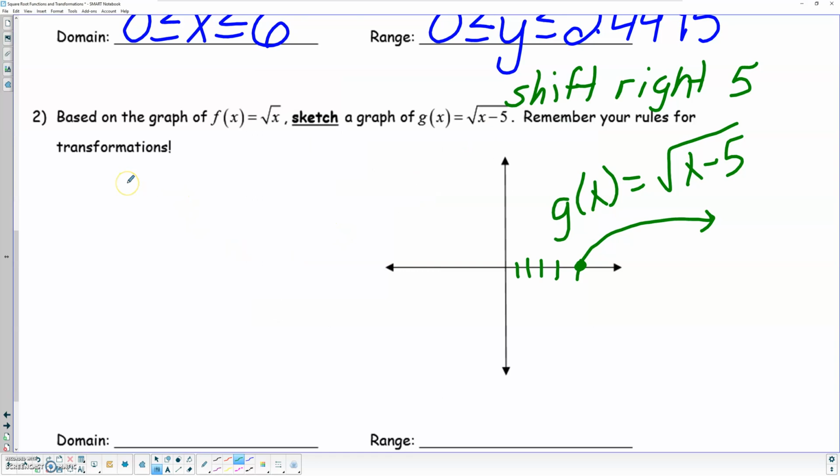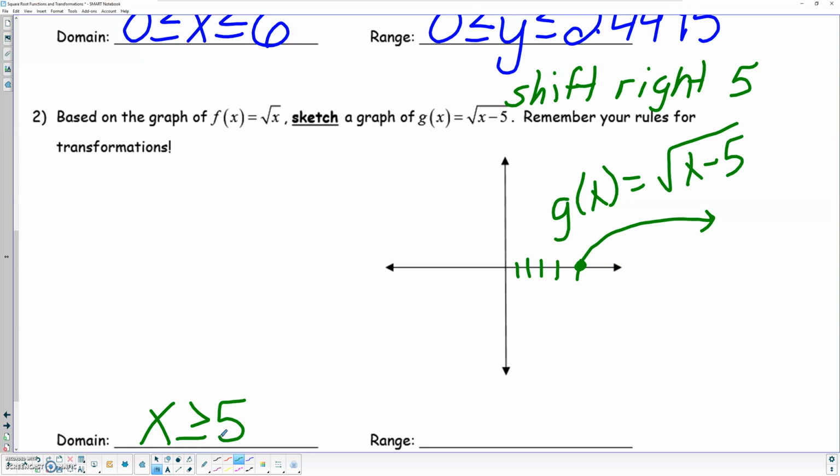Okay? All right, so my domain. So remember, domain is all x values, how far left and how far right your graph goes. So here we're going all the way to the right, but my x values begin at 5. So my domain is going to be x is greater than or equal to 5.